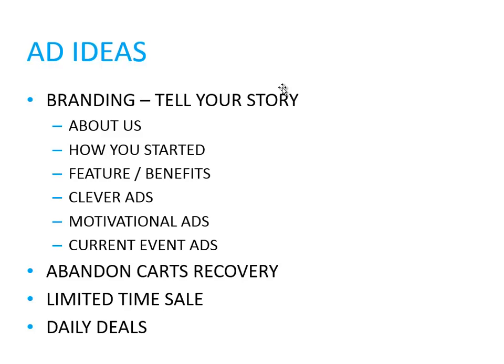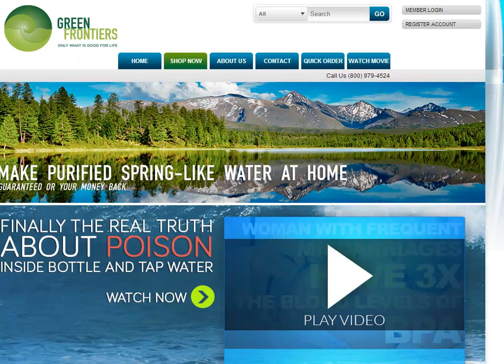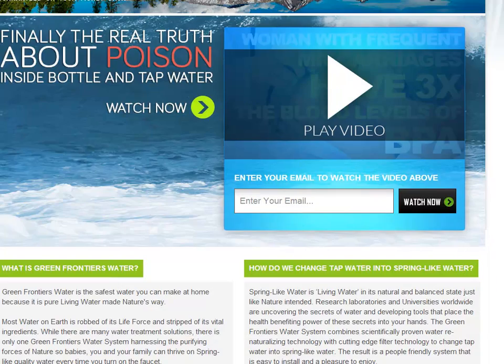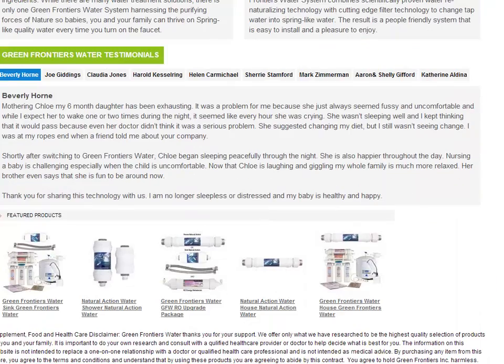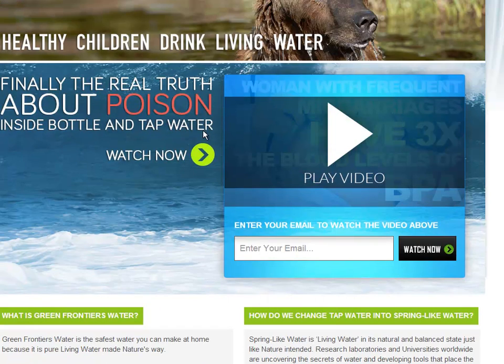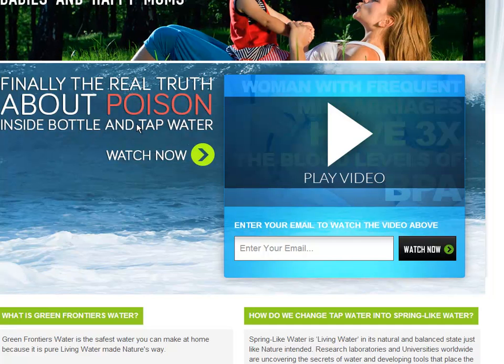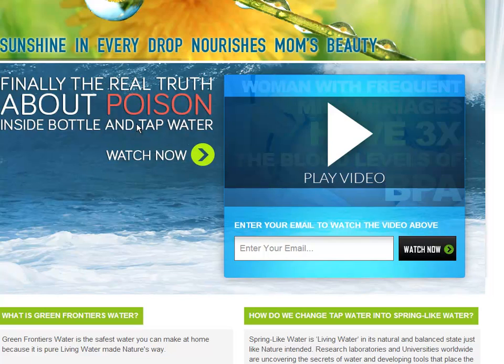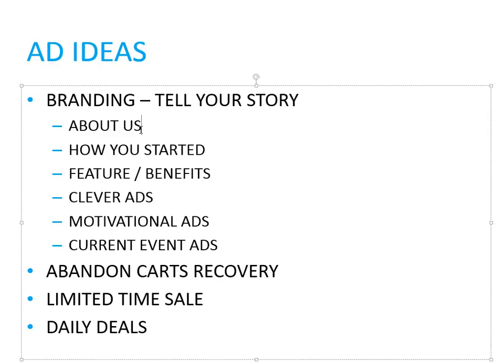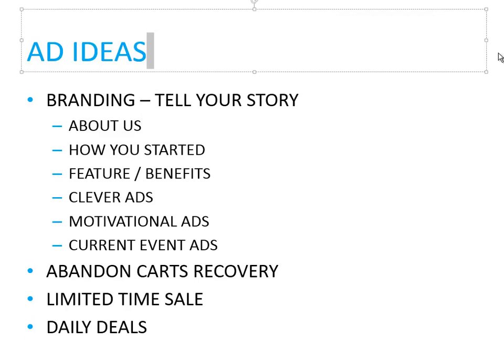Let's say you put the word, I'll just use Richard as an example here. Let me go to his website. Richard sells under-the-sink units that energize and clean the water, right? So the idea here could be even an image like this, like finally the real truth about poison inside the bottle of water, right? So that could be a little banner ad, and that could be one of the 500 banner ads that get displayed over time. You could talk about who Richard is. It could talk about why he likes doing what he's doing. It could talk about anything that's related to about us.